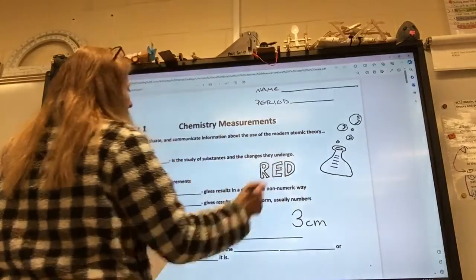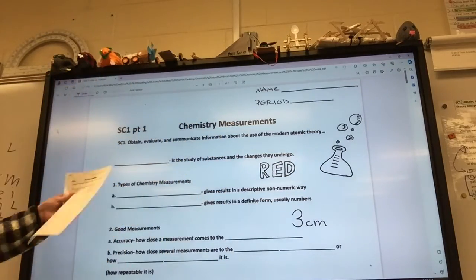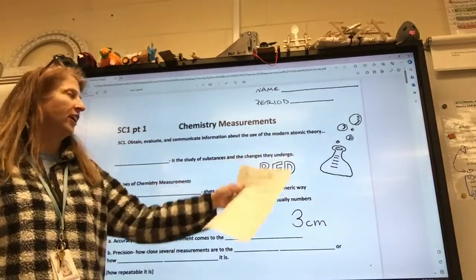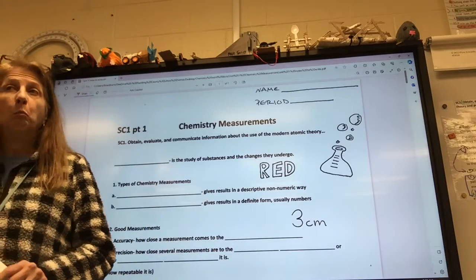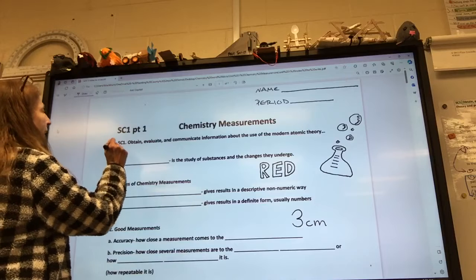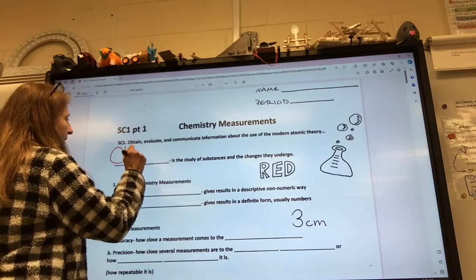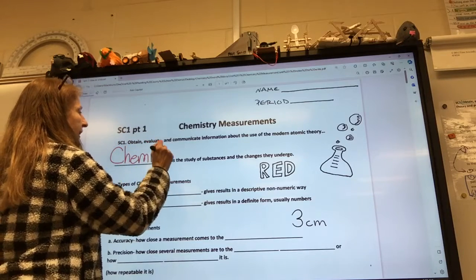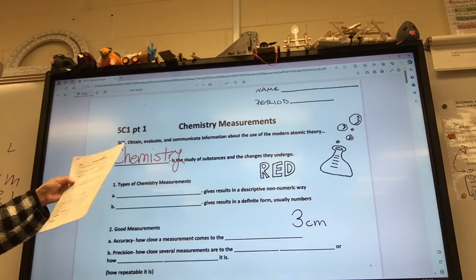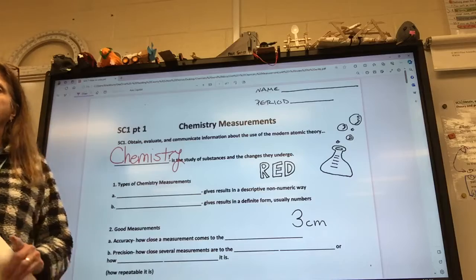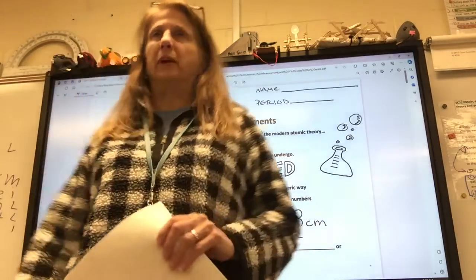Okay, so what do you think the answer is here? Is the study of substances and the changes they undergo. What do you think that blank is? Chemistry. That's what we're here for. So chemistry is the study of the substances and the changes they undergo. So we have measurements in chemistry, otherwise we're just having fun if we don't measure things.